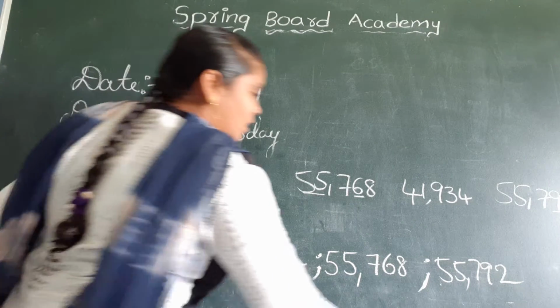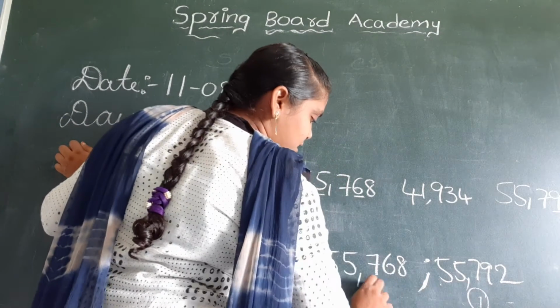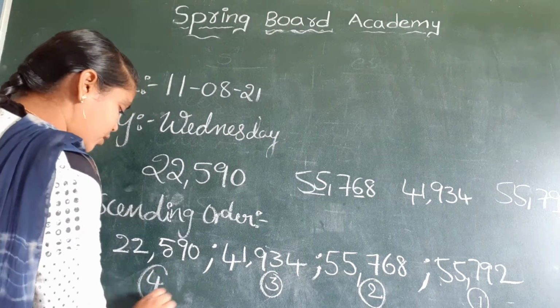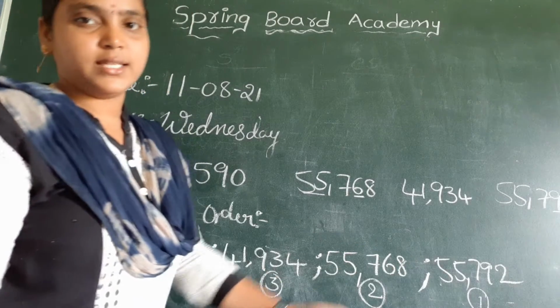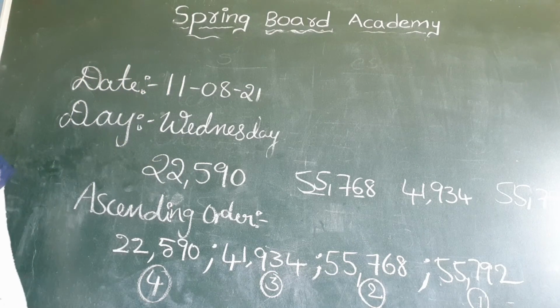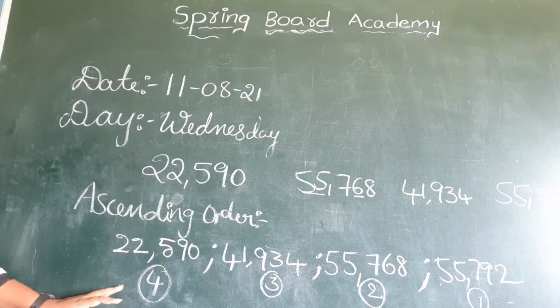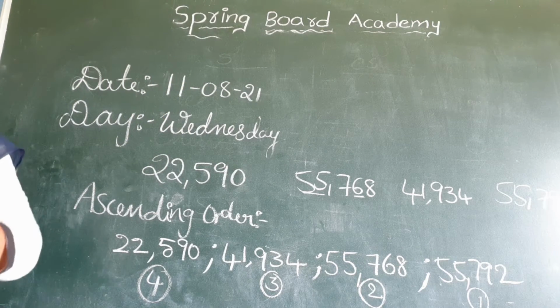Okay, in the descending order, first we have to write this number and then the second, third and fourth. You have to arrange like this. Descending means biggest to smallest, no children? First write this number. This is the biggest number and this is the smallest number.